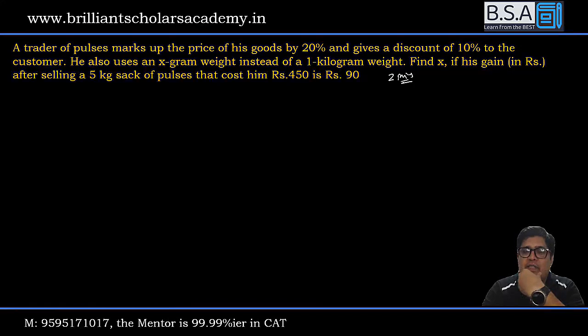A trader of pulses marks up the price of his goods by 20% and gives a discount of 10% to the customer. He also uses an X gram weight instead of a kilogram weight. Find X if his gain in rupees after selling a 5 kilogram sack of pulses that cost him rupees 450 is rupees 90.